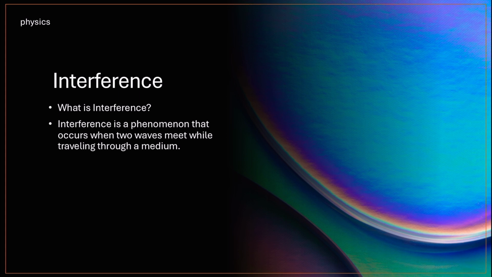This interaction creates two key types of interference, constructive and destructive. Before comparing constructive and destructive interference, let's first look at the interference of sound waves.